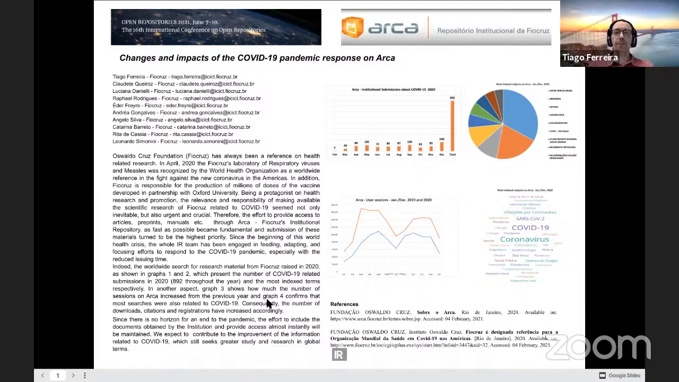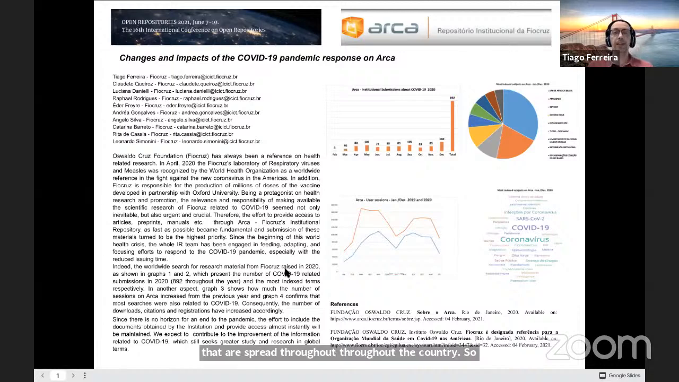Fiocruz has always been a reference in health-related subjects in Brazil, and the institutional repository ARCA is the main platform to publish and disseminate Fiocruz technical production since its launch in 2011. The IR is composed of 29 communities that correspond to the scientific technical units of Fiocruz, and the submissions are dealt with by 19 open access nucleus that are bound to the same number of libraries. All these entities are spread throughout the country.